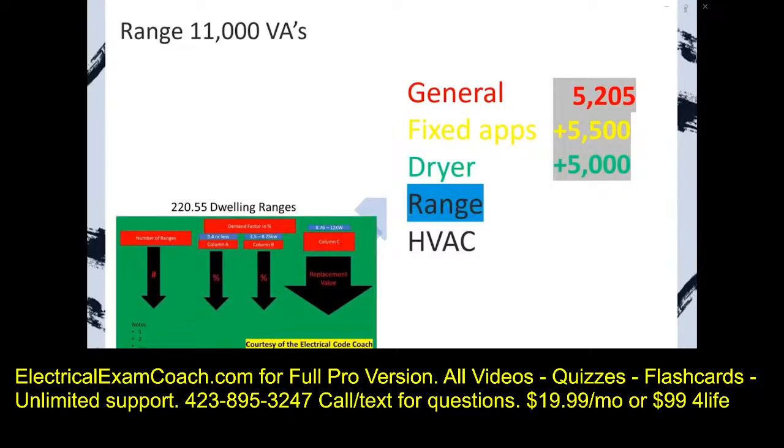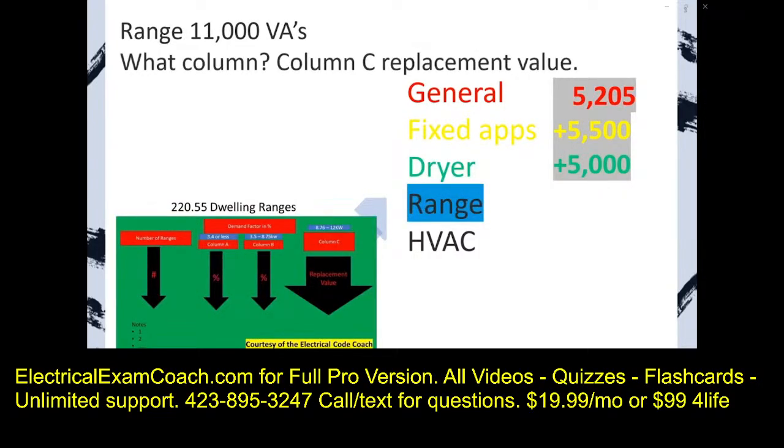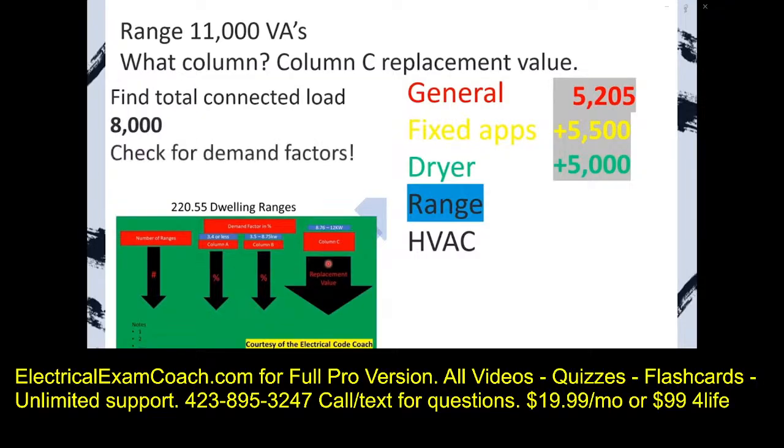Now our range. First thing we're going to ask is, what column does our individual range fall in? Well, this one falls into column C, and column C is a replacement value. Let's find our total connected load. We start on the left-hand side of the table. We find our number of ranges, and then we cross over to column C, and it's 8,000. Now we check for demand factors. There are no demand factors on column C because it is a replacement value, and we write down 8,000. Great job.